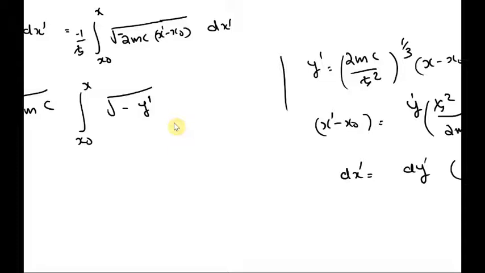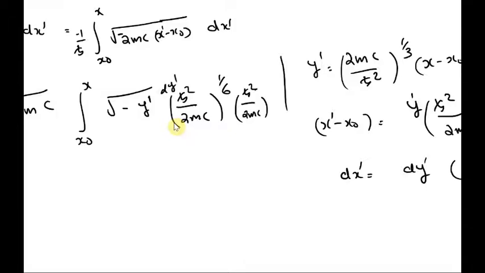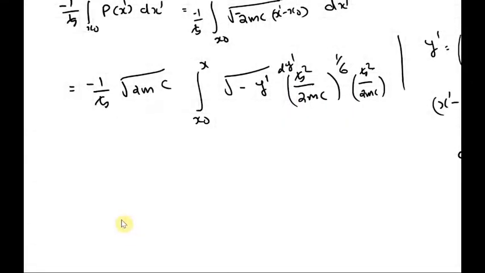The constants which are coming out: you have (ℏ squared by 2mc) whole raised to 1 by 3, along with that the root, it will become 1 by 6, the root factor coming in. And also along with this dy you have the (ℏ squared by 2mc) term coming, and also the integration over dy prime. So these are constants which have to go out. No need to write it again.